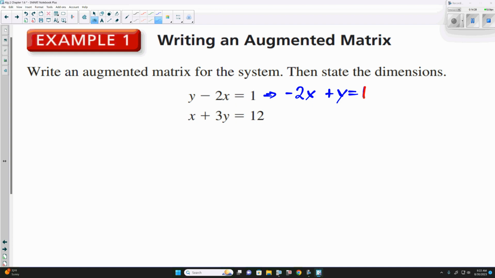Now to write the augmented matrix, we draw a big brace.